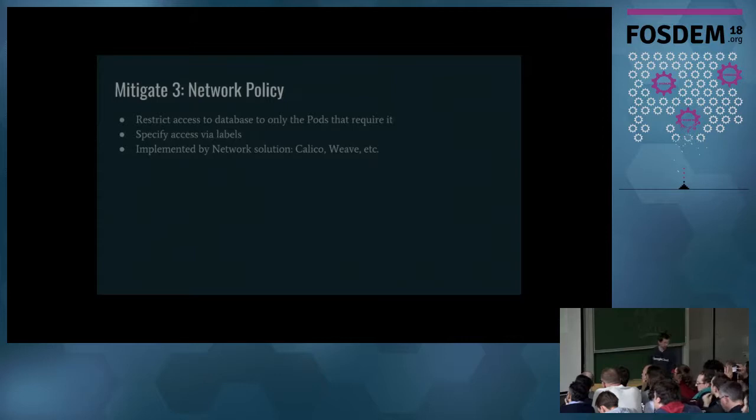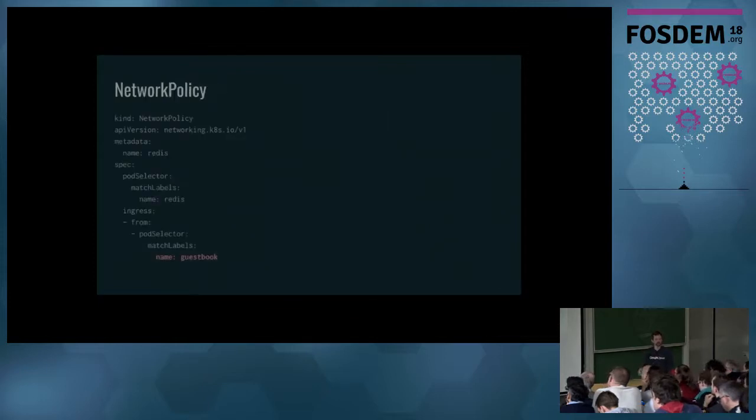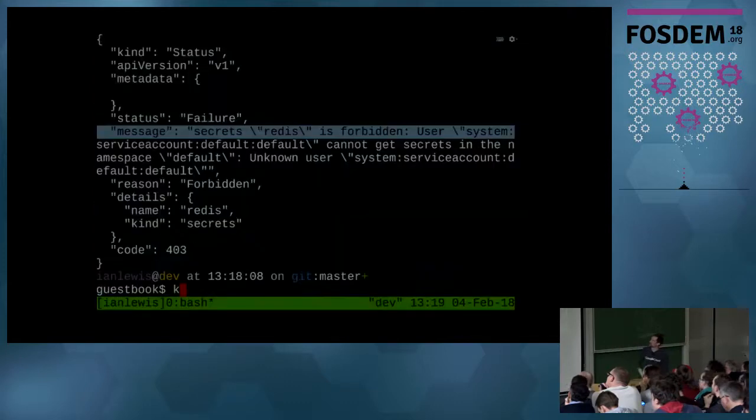Another idea is to use network policy. So network policy allows you to, at the network level, say like, this pod can access this pod, or this pod can't access this pod, and that sort of thing. And you can set that up by pod labels. So here we have a pod selector that matches the Redis server, and then we'll say that only the guestbook application can have ingress access into the Redis cluster.